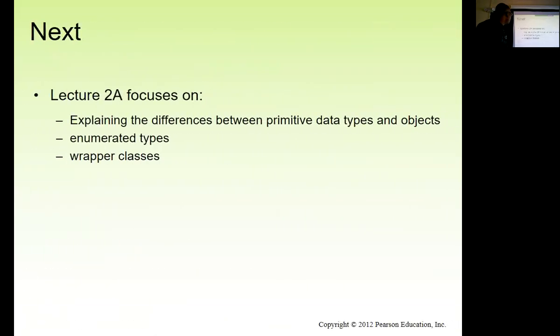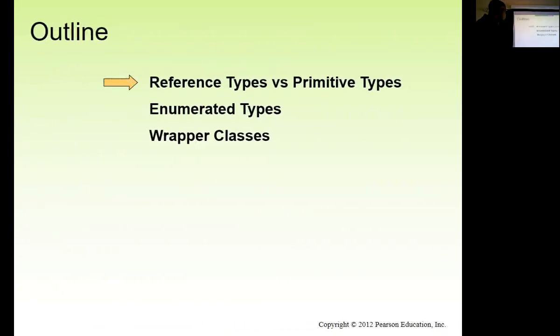So today we're going to focus on explaining the differences between primitive data types and objects. We're going to look at what we call enumerated types, which is a special type in Java, and then we're going to look at wrapper classes, and wrapper classes become important in certain instances where primitive types are not good enough for use. All right. Now, so let's start by looking at reference types versus primitive types, so that you can get an understanding as to what we're speaking about here.